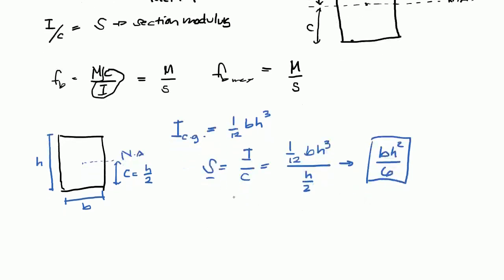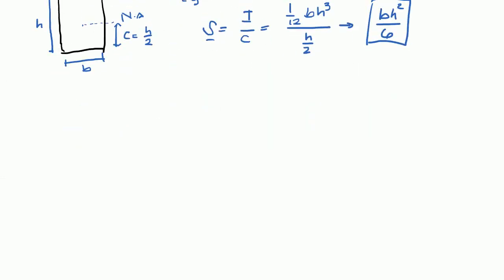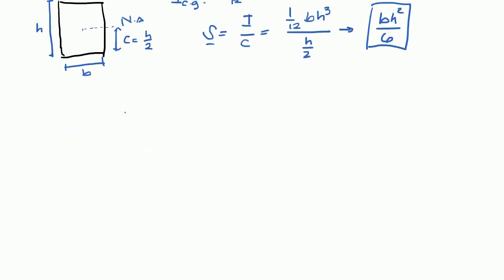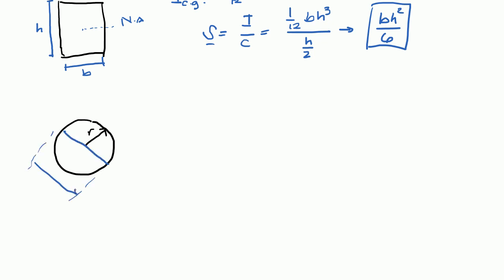Ito yung section modulus for a rectangular section. Okay, now, marami pang shapes bukod dyan. So, for example, let's have a circular shape. Okay? A circular shape with diameter D or radius R. Sige, R na lang. Okay? Or depende kung saan ka sanay. Ako kasi sanay ako sa D, diameter. So, diameter is D.